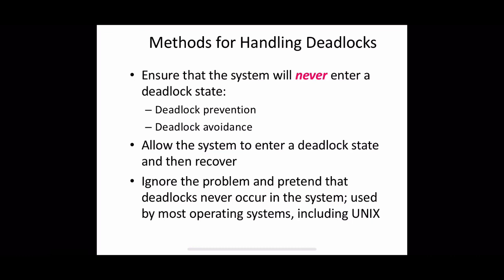Now let us see in detail how deadlock can be prevented. As you know, deadlock prevention is done by violating any of the four necessary conditions for a deadlock. The four conditions are mutual exclusion, hold and wait, no preemption, and circular wait, right? Let us try to violate these conditions one by one.